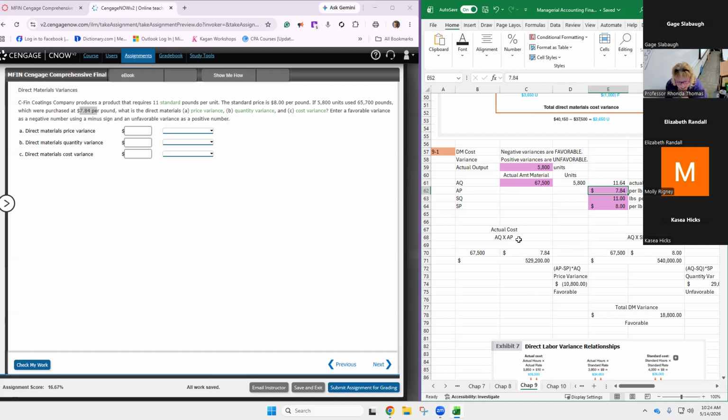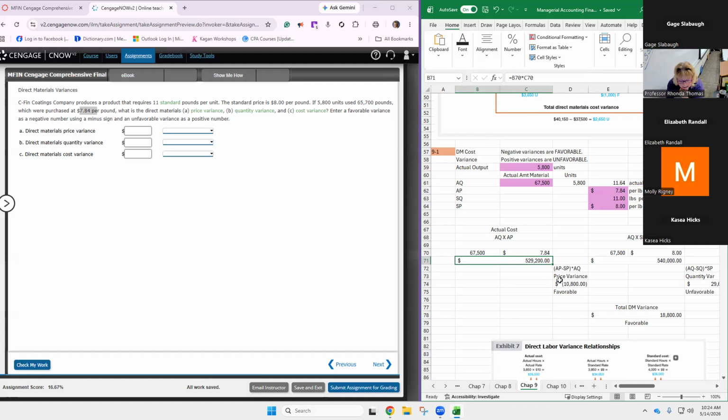So what this takes is the actual cost, and the calculation is the actual quantity times the actual price. So they told us that we used 67,500 pounds. They told us that our actual price per pound is $7.84. When you multiply both of those, I got 529,200. Now I'm not done yet. This is the answer of these two multiplied together. And that's what I have here.